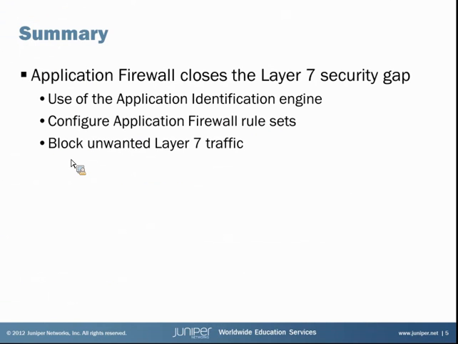This brings us to the end of the application firewalling learning byte. In this section we learned that application firewalling helps us close that layer 7 security gap. We were able to configure an application firewall rule set to use the application identification engine to block unwanted layer 7 traffic. So I hope this learning byte's been beneficial, and have a great day.